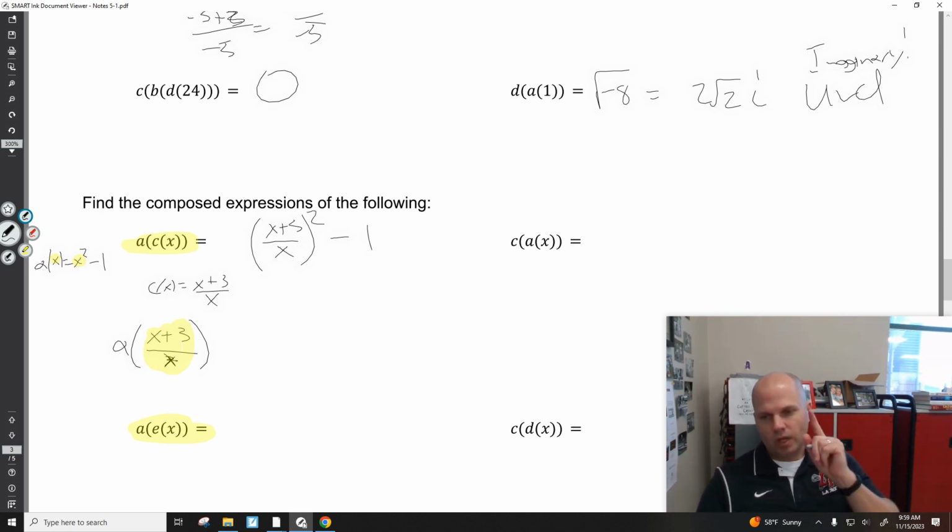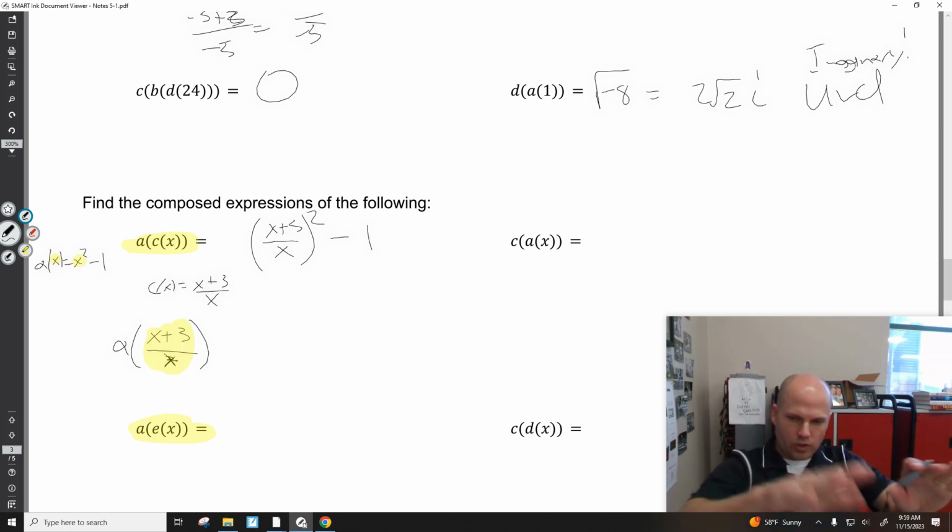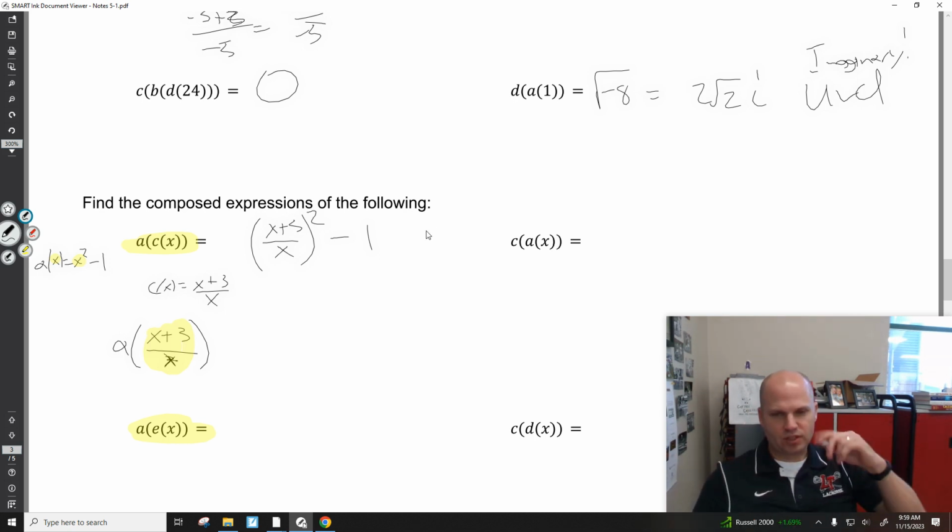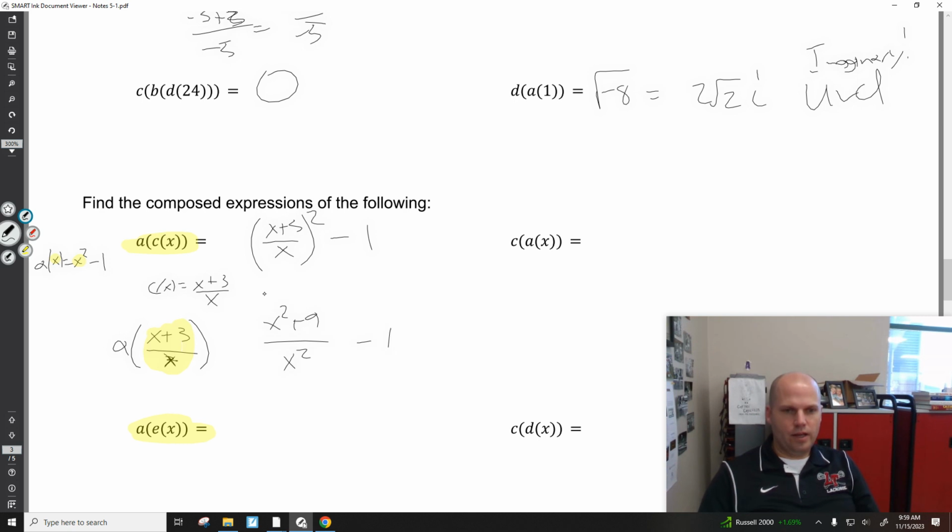This is a problem you're going to see on your test. This will not be an answer. You might think this is an answer, but you need to simplify. Many of you will be like, okay, I got this. X squared plus 9 over x squared minus 1, and you are wrong. And this is what I wanted you to check on.